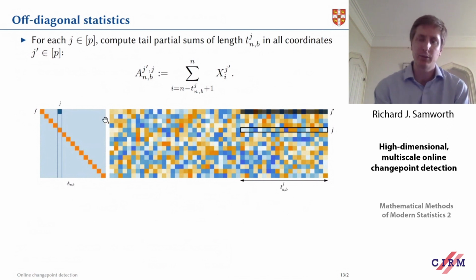So this picture probably explains things rather better. We fix the jth coordinate, and that gives us our residual tail length. And then in the j prime coordinate, j prime is 1 in this case, we're going to be adding up the observations that we see over the last t_n^{b,j} observations, and that gives us the j prime comma jth entry of a matrix A.